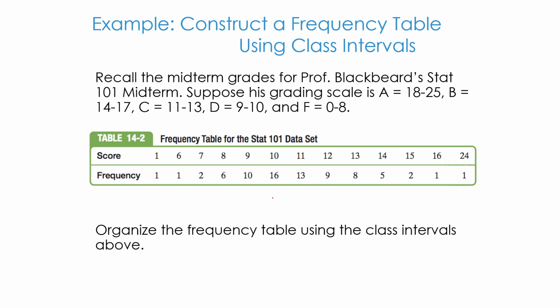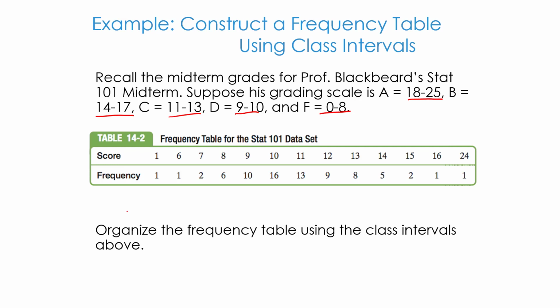Example, construct a frequency table using class intervals. Recall the midterm grades for Professor Blackbeard's Stat 101 midterm. Suppose his grading scale is 18 to 25 is an A, 14 to 17 is a B, 11 to 13 is a C, and 9 to 10 is a D, and 0 to 8 is an F. Recognize that not all of them have the same width, right? Organize the frequency table using the class intervals above, right?